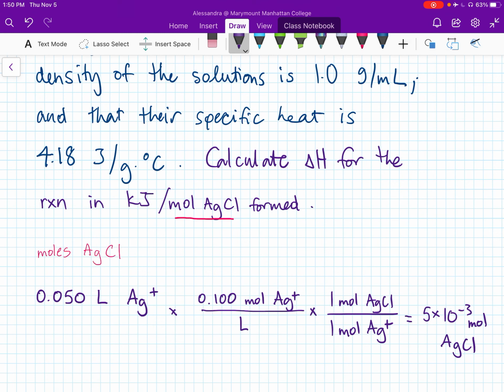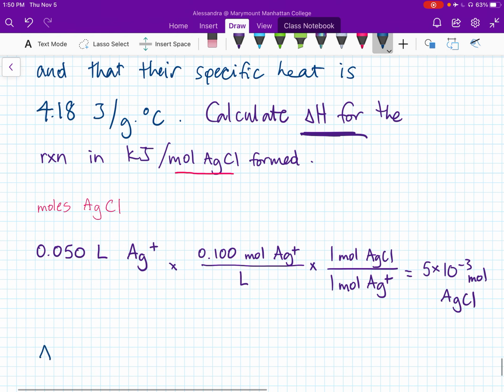So, I've figured out the moles of silver chloride that I'm dealing with. Now I need to figure out what the change in enthalpy is going to be for the reaction using the things that I know from the problem. So I know that the definition of delta H is that it's heat flow at constant pressure. Heat flow at constant pressure. I have constant pressure here. They haven't said anything about pressure, and in most laboratory settings, the pressure is constant.